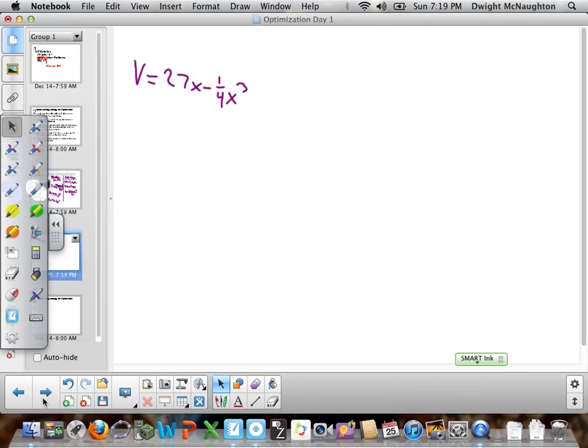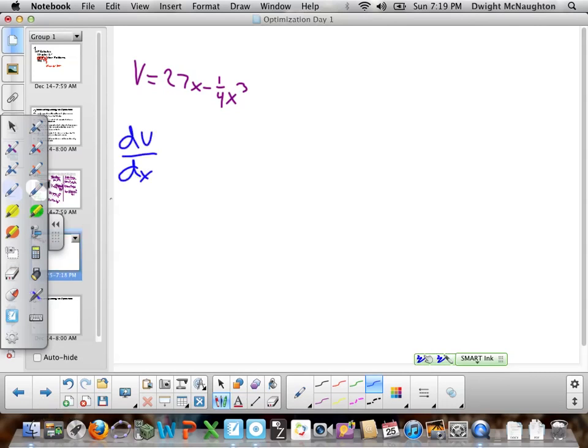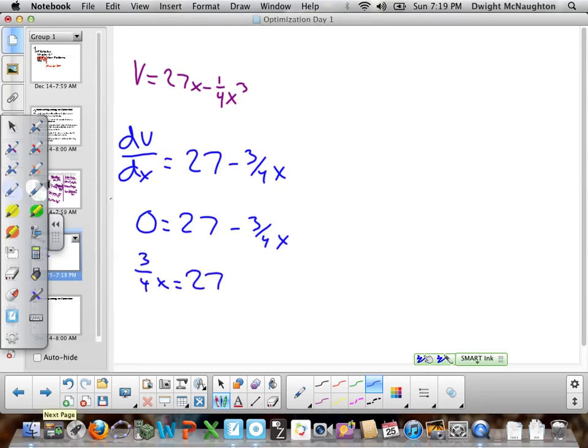All right, so let's differentiate. Find the rate of change of volume with respect to x. That gives us 27 minus 3/4 x squared. Find your critical number. Where is that equal to 0? 27 minus 3/4 x squared equals 0. 3/4 x squared equals 27. Divide by 3, multiply by 4, or multiply by the reciprocal. This cancels to 9, times 4 is 36. All right, so 10 was probably a little off.